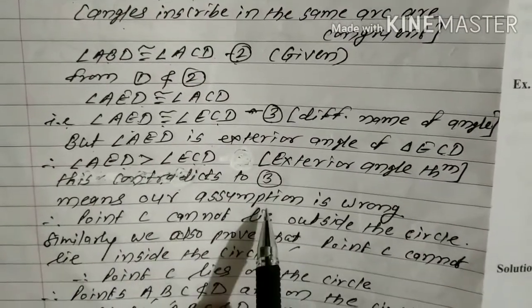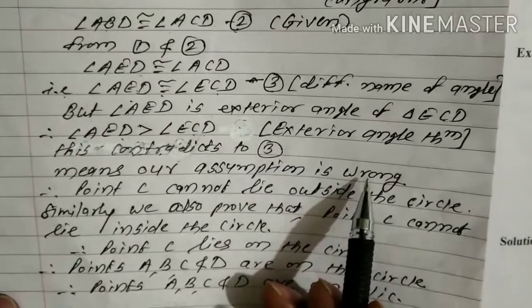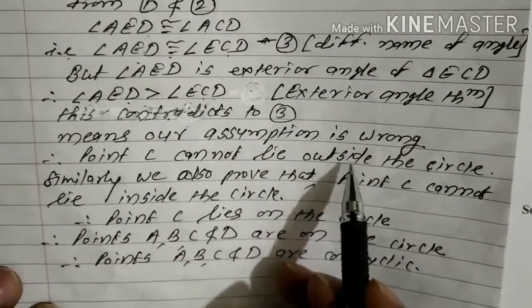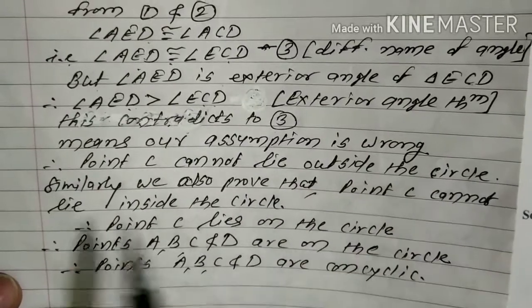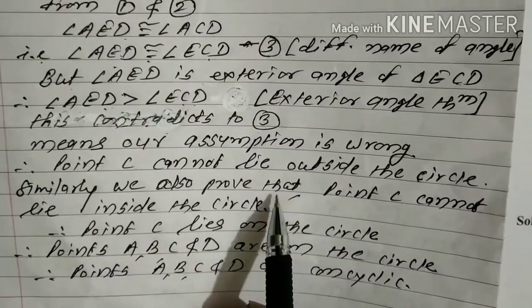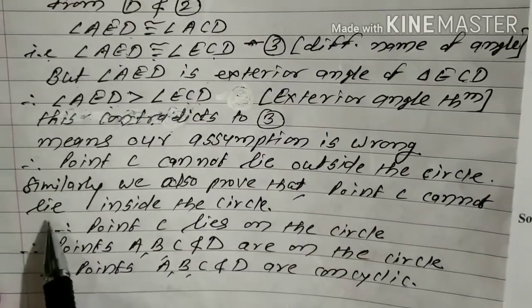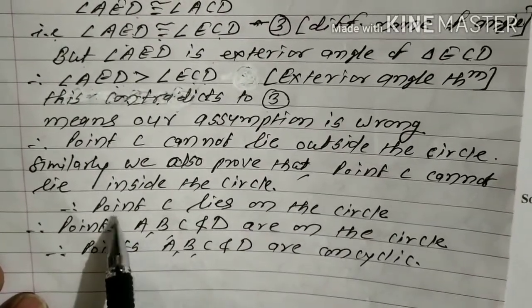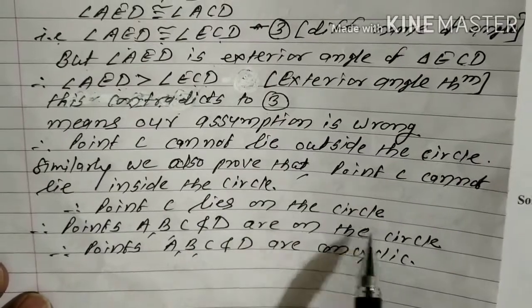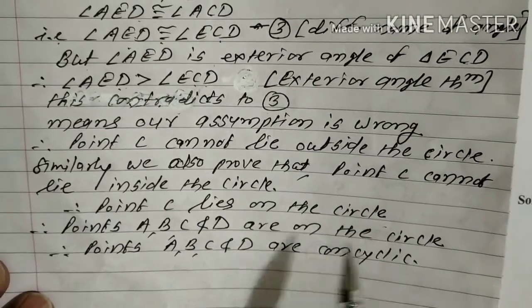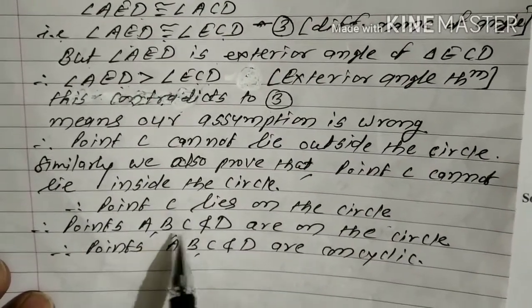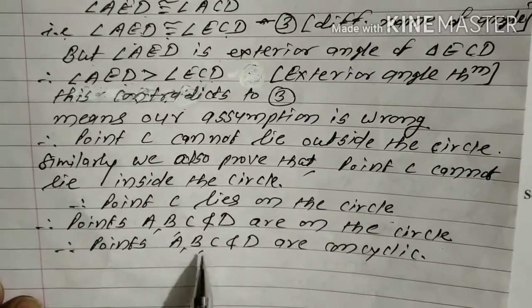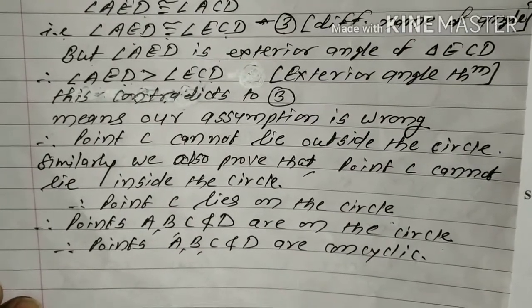Means our assumption is wrong. Therefore, point C cannot lie outside the circle. Similarly, we also prove that point C cannot lie inside the circle. Therefore, point C lies on the circle. Means points A, B, C and D are on the circle. Therefore, points A, B, C and D are concyclic.